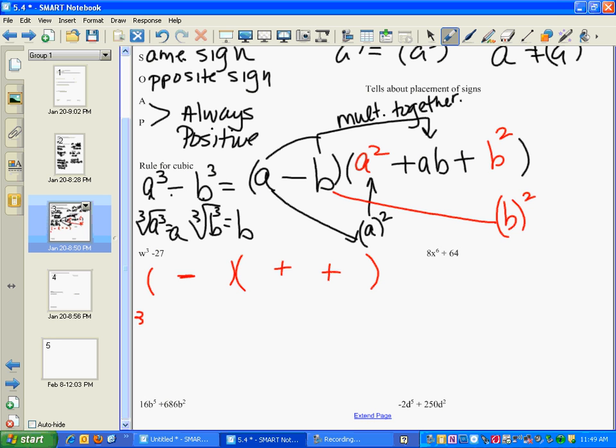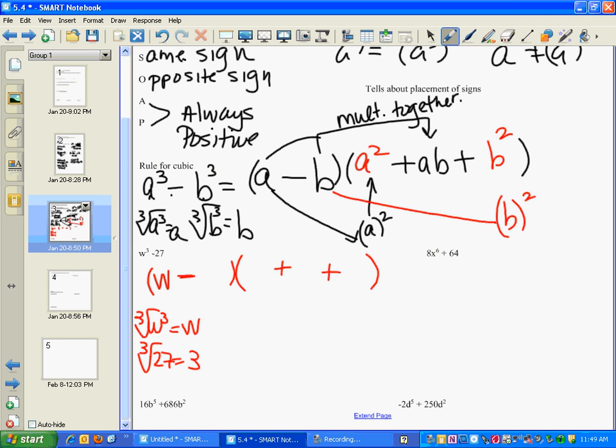So now our next step, take the cubic root of that first term. What's the cubic root of w cubed? That goes here. Right? Take the cubic root of 27. That's 3. Well, what times what times what is 27? Exactly. So you should have some of these in your head.